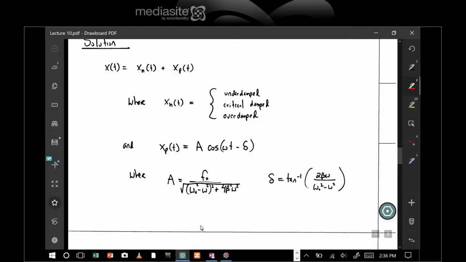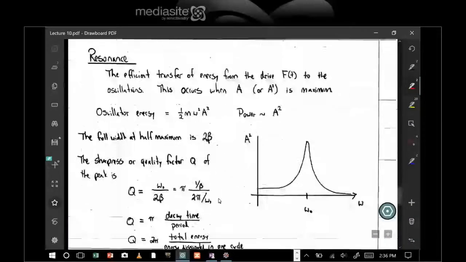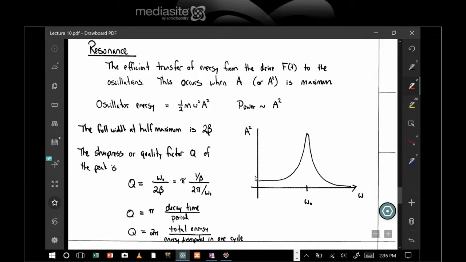Now, the last thing I want to do really quickly is talk about this concept of resonance. Notice how I have a peaking going on here. Remember, what is a drive frequency doing? It's adding energy to the system. So resonance is basically defined as the efficient transfer of energy from the drive to the oscillator, and that most efficiently happens when I drive the system at the natural frequency. And you've done this throughout your entire lives.